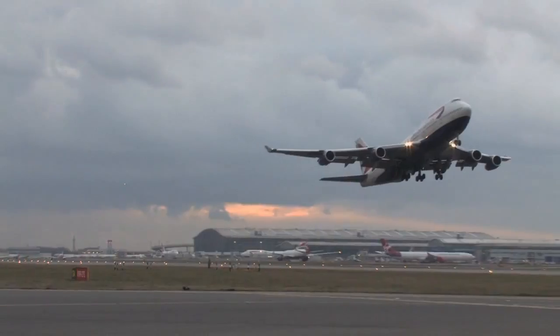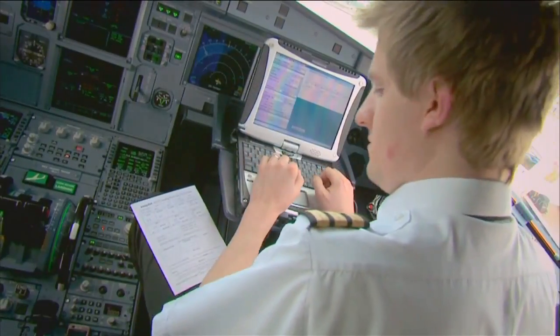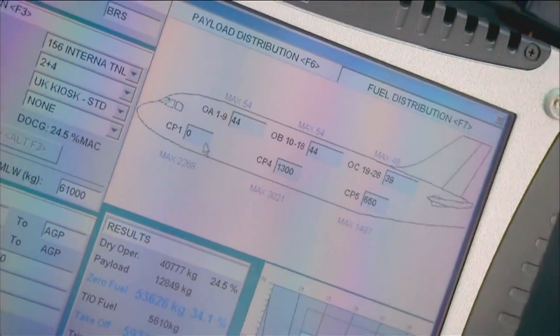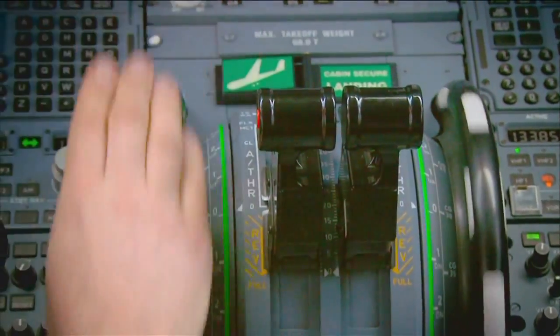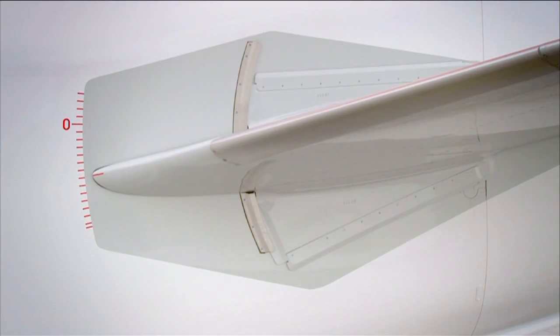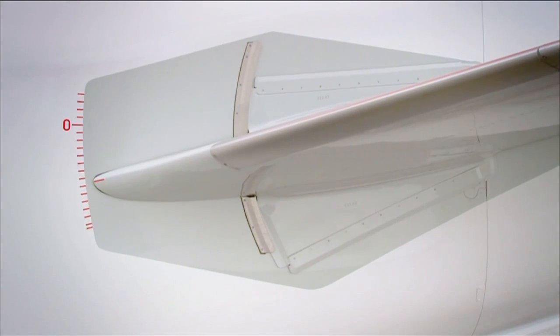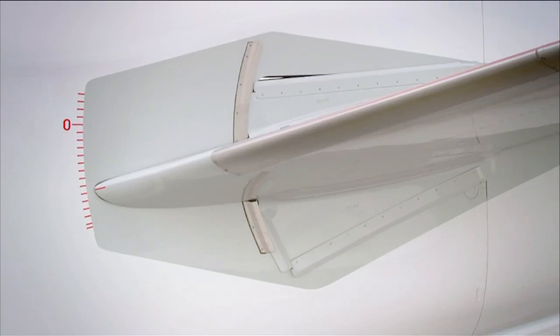It's critical that the information given to the pilot is the correct information in order to set the control surfaces. When the flight crew receives the load information, they will adjust the horizontal stabilizer trim setting to the correct trim. That way, the aircraft will handle as expected on takeoff.